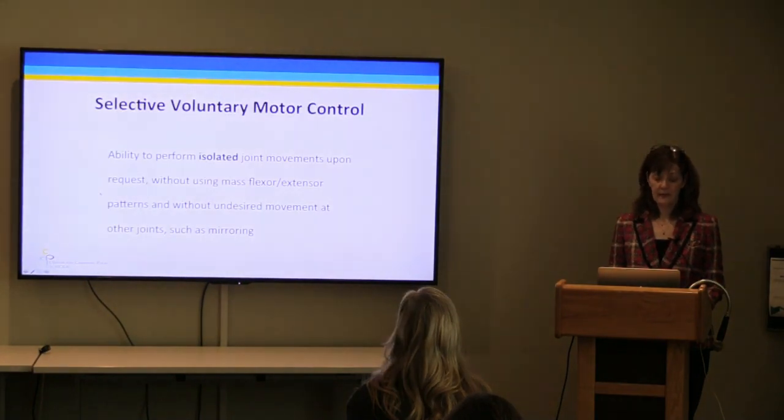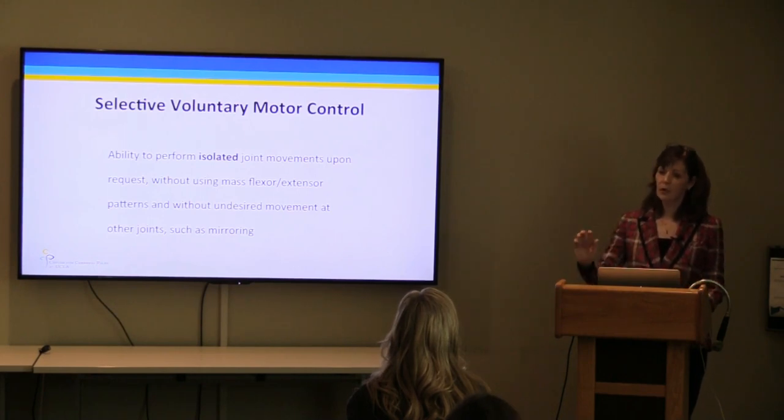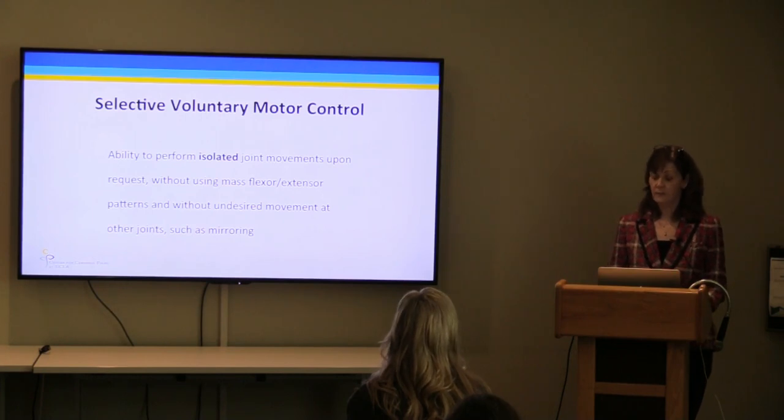So selective voluntary motor control we're defining as the ability to perform isolated joint movements upon request without using mass flexor and extensor patterns. And that's sort of the kicking motion you'd see in an infant. They don't have very skilled movement when they kick. It's sort of the whole leg flexes and the whole leg extends. And then without undesired movement at other joints such as mirroring.